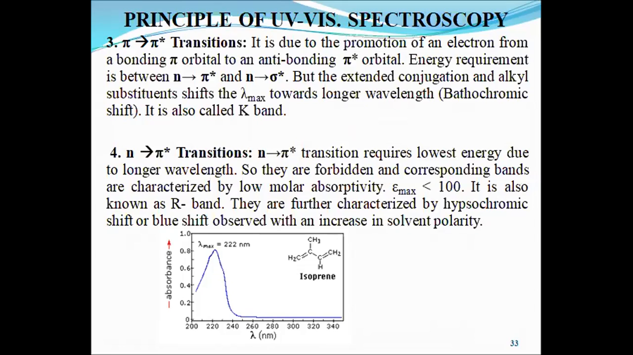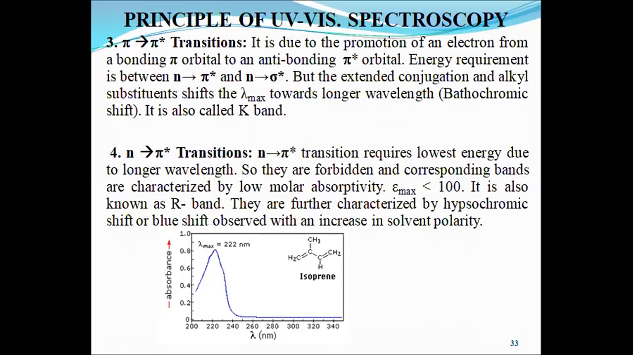The last transition is non-bonding to pi star. The n to pi star transition is the transition in which the electron is excited from a non-bonding atomic orbital to the pi antibonding molecular orbital. This transition requires the least energy, hence it occurs at a much longer wavelength. All the organic compounds which contain a double bond between carbon and some heteroatoms like oxygen, sulfur, nitrogen, or halogens can exhibit this type of transition. For example, C double bond O, C double bond S, N double bond O, etc.